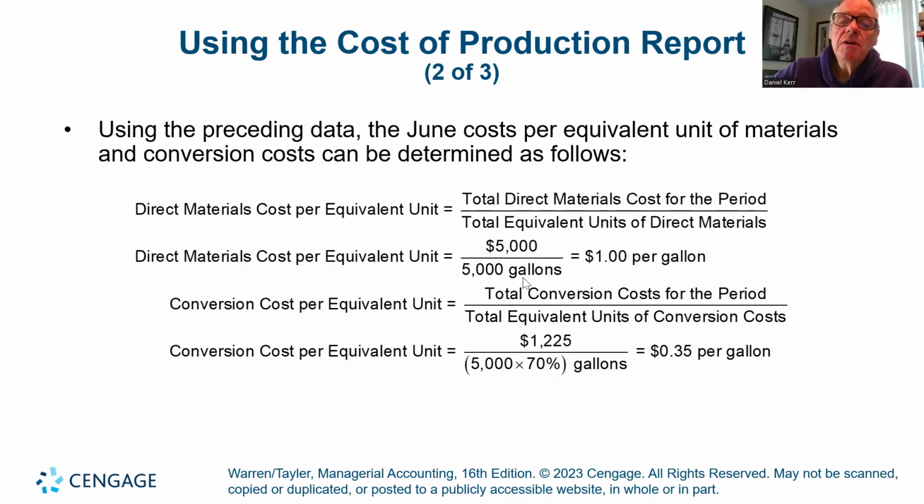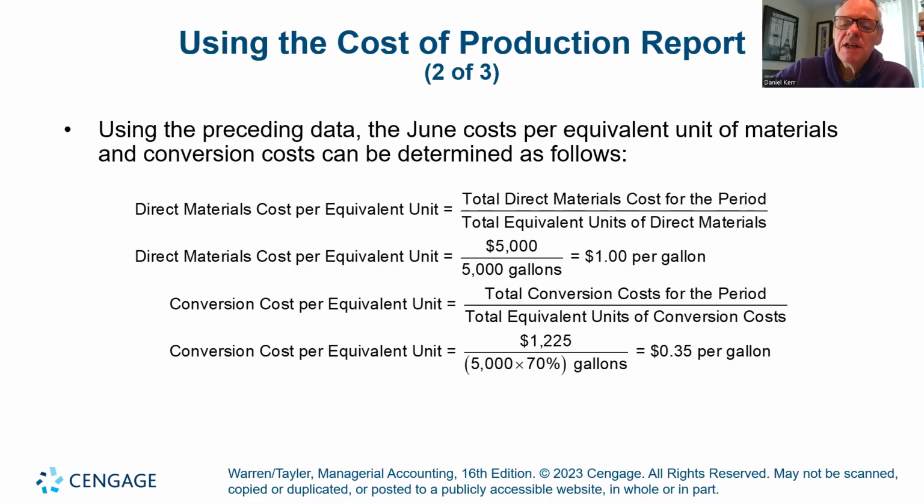So we're told that materials cost were 5,000, and we know that those materials were 100% complete. So it's 5,000 divided by 5,000. So my cost per equivalent unit of materials is $1. And my conversion cost, it's not 5,000 gallons. They were only 70% complete. So it's 5,000 multiplied by 0.7, which is 3,500. So it's actually 1,225 divided by 3,500. And that gives you the cost per equivalent unit for conversion costs of 35 cents.